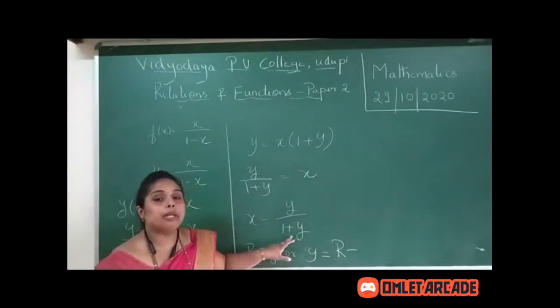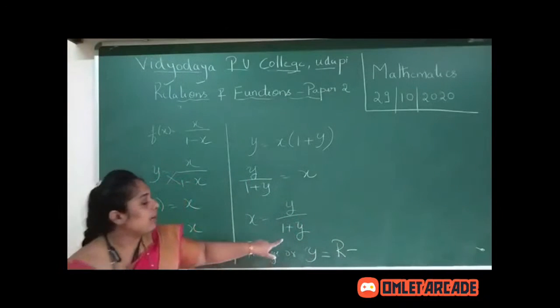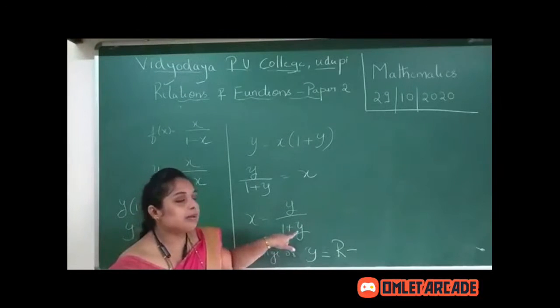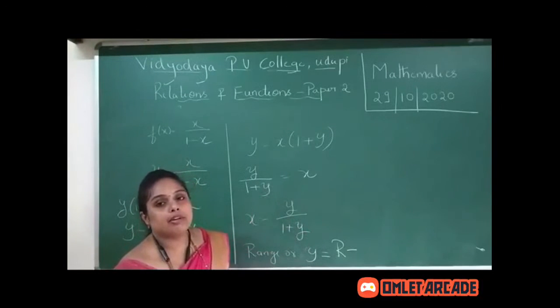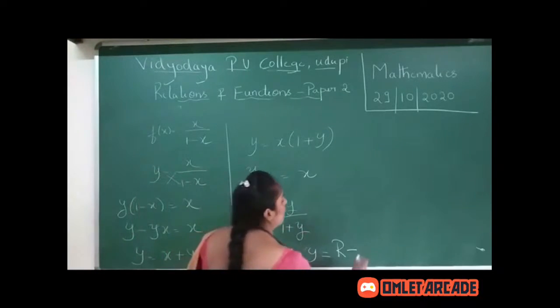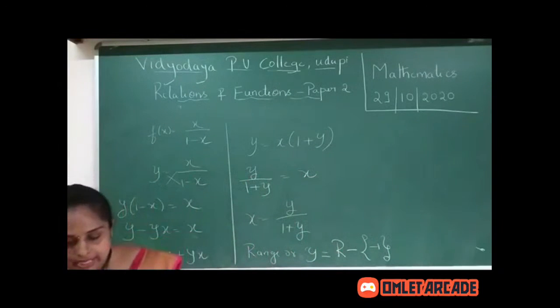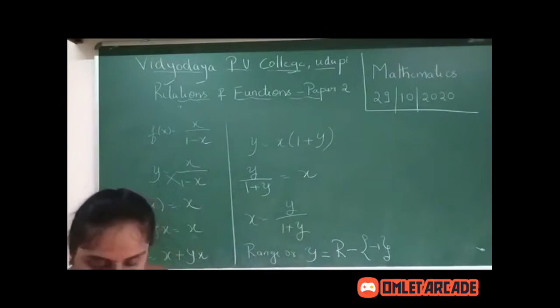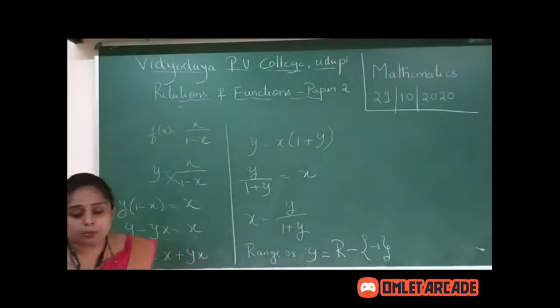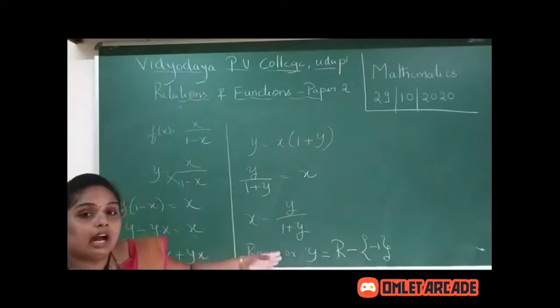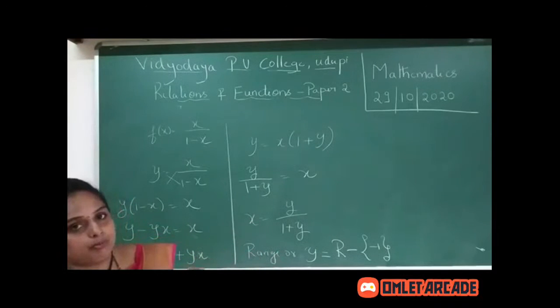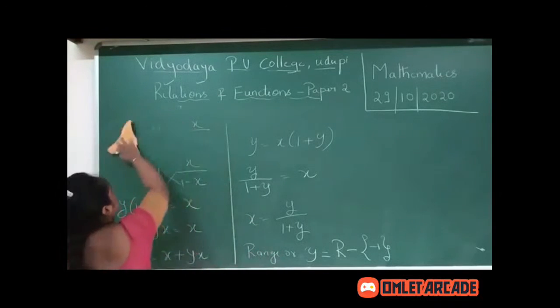But y should not be equal to minus 1. What happens if it is minus 1? 1 plus minus 1 will become 0. Any number divided by 0 is not defined. So any real number excluding minus 1. So options. How can I write this in interval form? Okay, let us see.